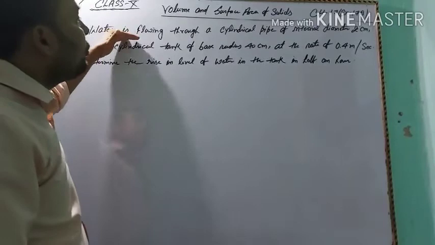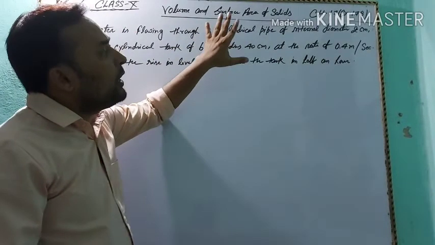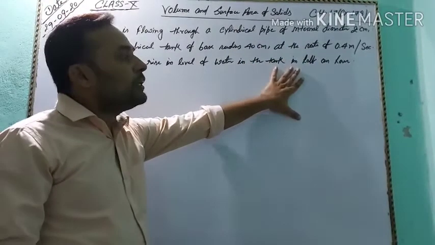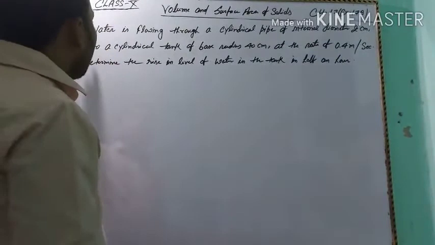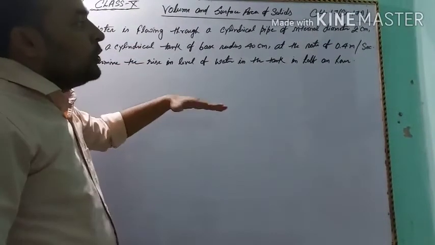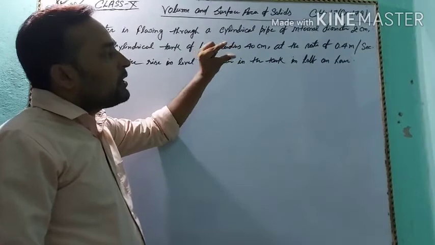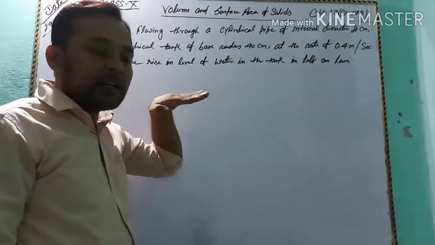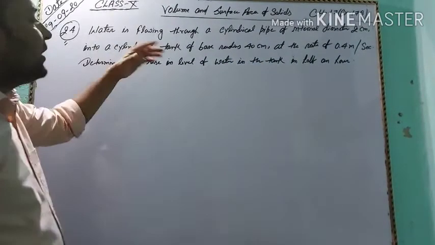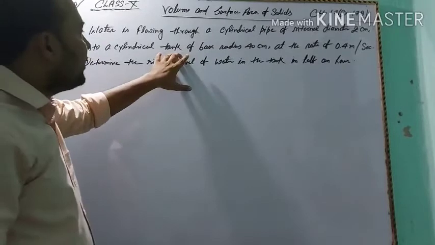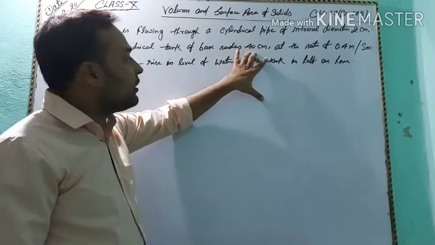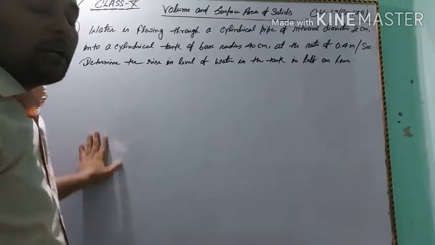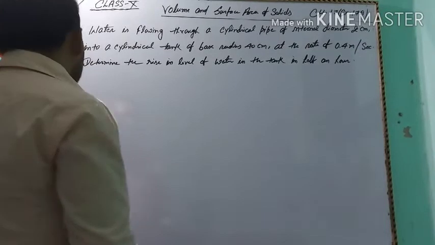So water is flowing through a cylindrical pipe of internal diameter 2 centimeter at the rate of 0.4 meter per second के रफ्तार से एक cylindrical पाइप से होकर, जिसका इंटरनल डायमीटर 2 सेंटीमीटर है, वाटर जो है एक सिलेंड्रिकल टैंक में जाता है. क्लियर है? और उस सिलेंड्रिकल टैंक का बेस रेडियस कितना है? 40 सेंटीमीटर. तो फाइंड द राइज इन द लेवल ऑफ वाटर इन द टैंक इन हाफ एन आवर. सो स्टूडेंट्स, लेट्स स्टार्ट.